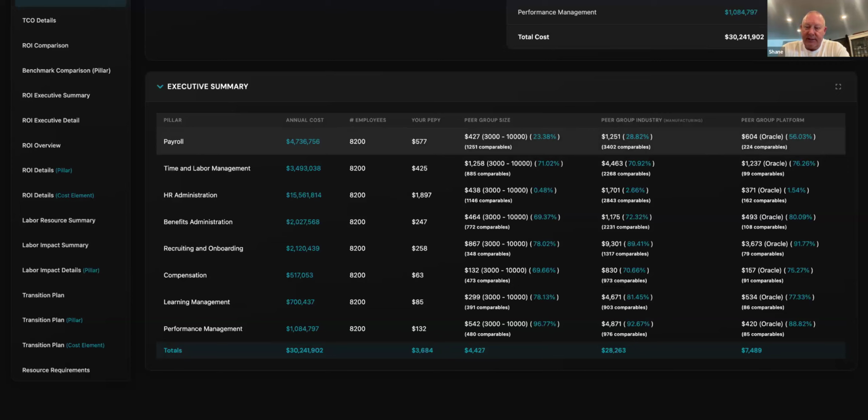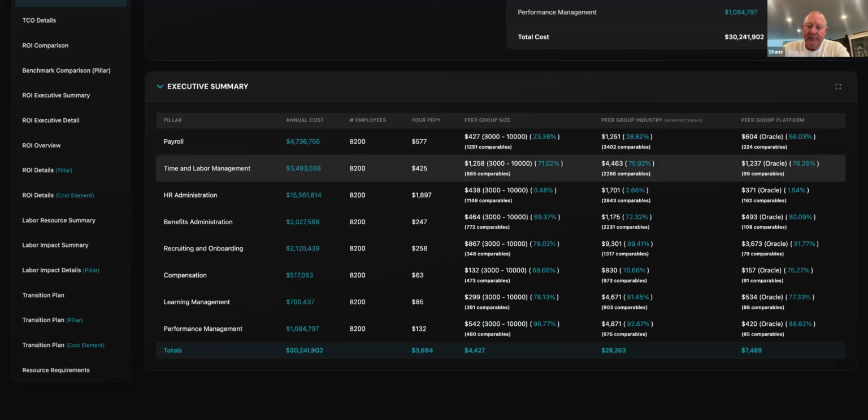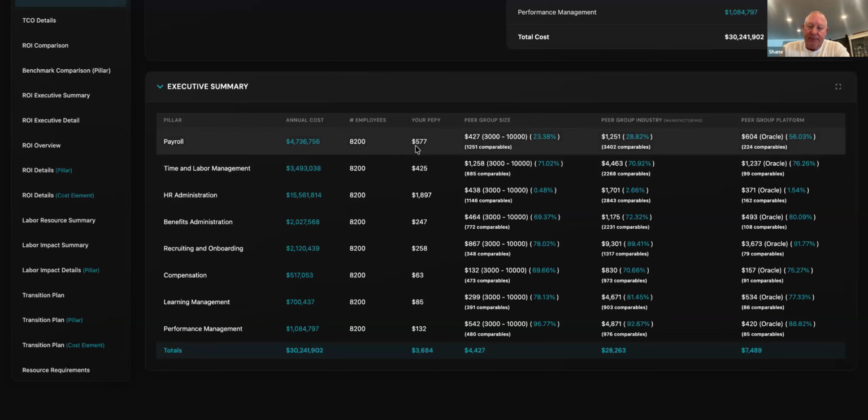And here's 224 Oracle payroll users and what their average cost is. So we're just trying to get an idea of where they measure up. It doesn't mean that we're looking for this to be cheaper or more expensive. We're looking more for outliers.